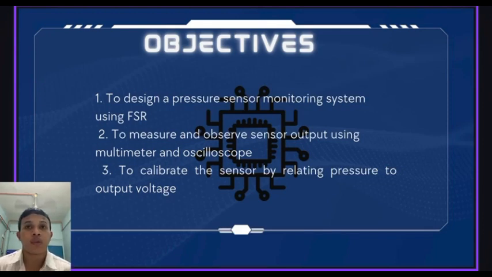A multimeter will be used to measure the DC voltage level corresponding to different applied pressure, while an oscilloscope will be utilized to observe signal variation in real time. This allows a deeper understanding of how the sensor behaves under different conditions, including signal fluctuation, noise, and response time. The use of these instruments helps improve practical skills in handling electronic measurement tools and interpreting data accurately.